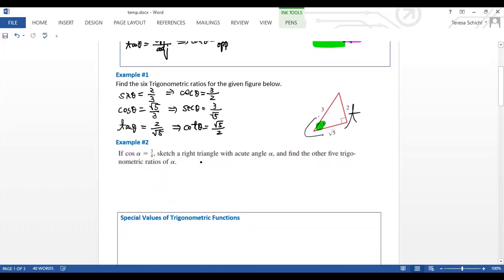Now example number 2. They say if cosine alpha is equal to 3/4, sketch a right triangle with acute angle alpha and find the other five.